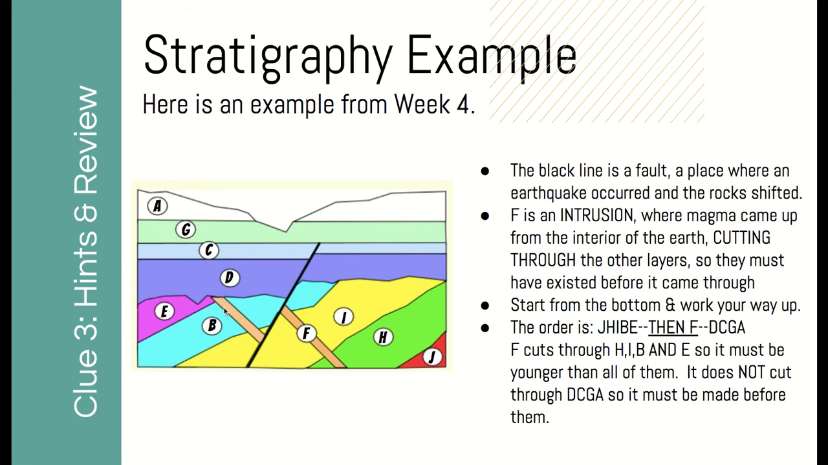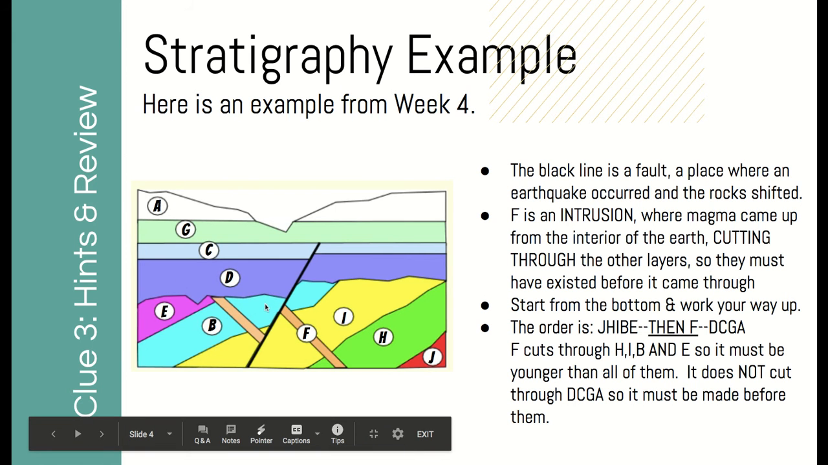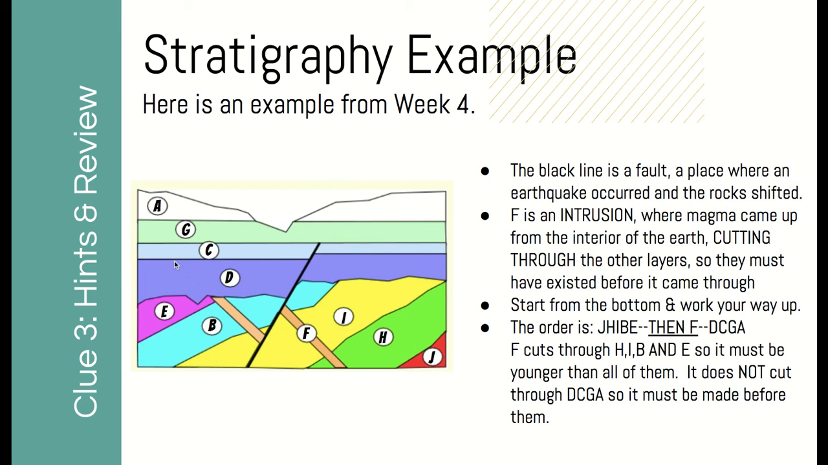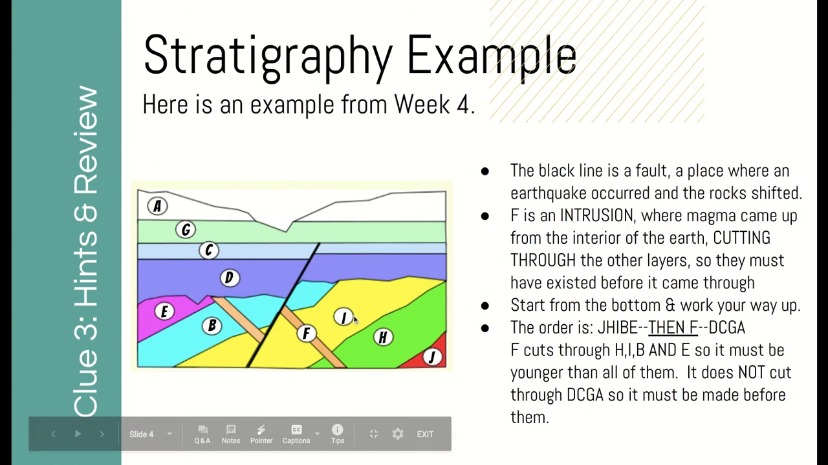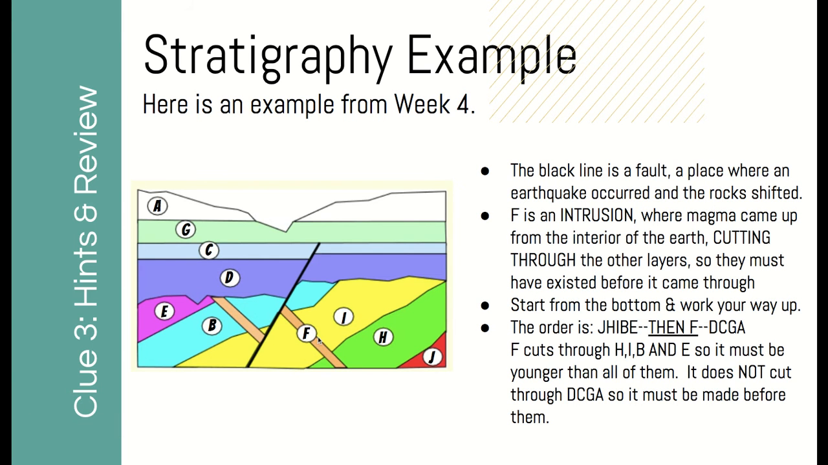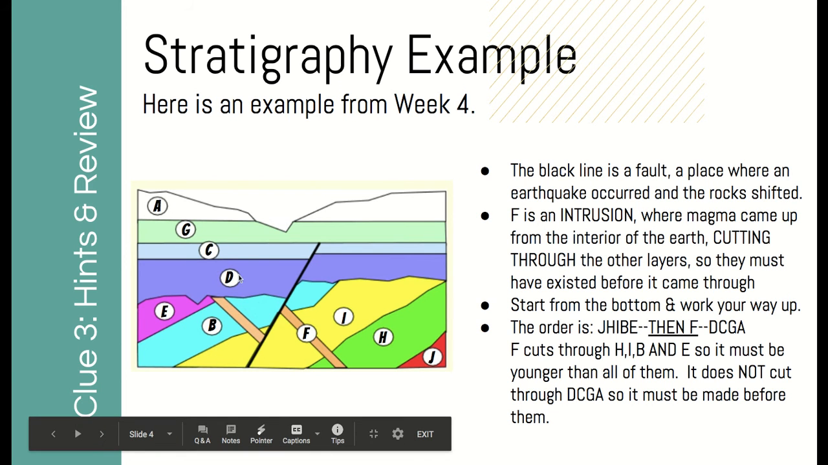So this little part here indicates that it also cuts through E. It did not cut through layer D, so that means that F is actually older than layer D, because otherwise it would have cut all the way through this one as well. So the order is J, H, I, B, E, F, and then D, C, G, A. So D, C, G, and A do not have layer F in them at all, so that's how you know that they are younger than layer F. Okay?